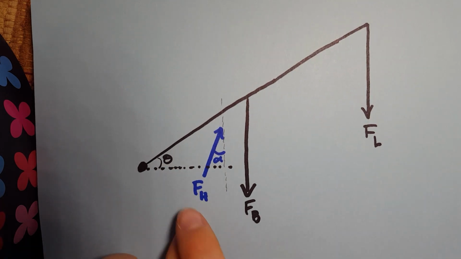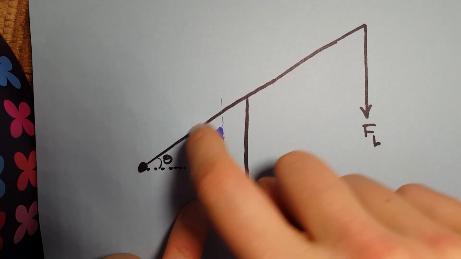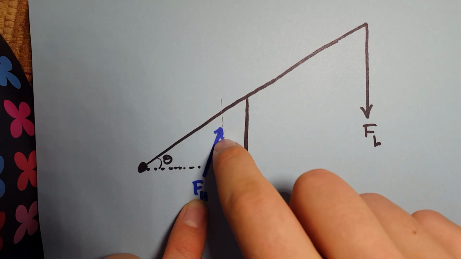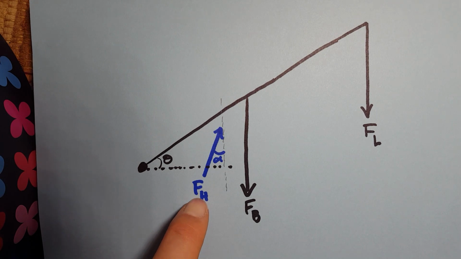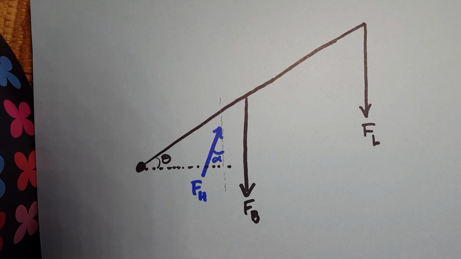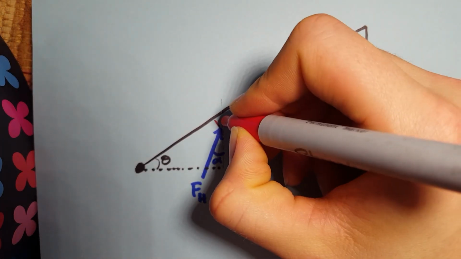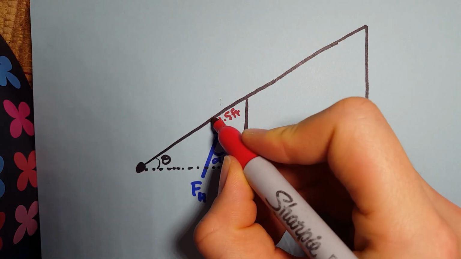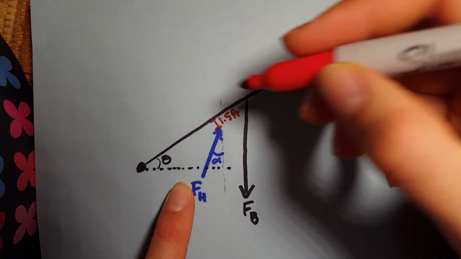Okay, the one last thing about this FH is that it doesn't act directly on the midline of the boom. If you notice in the picture, it's acting at a certain distance away from the boom. And that perpendicular distance that it's acting right there is going to be 1.5. So this force of the hydraulic cylinder is acting at a distance of 1.5 feet, from the midline of the boom to where that force of the hydraulic cylinder is acting.